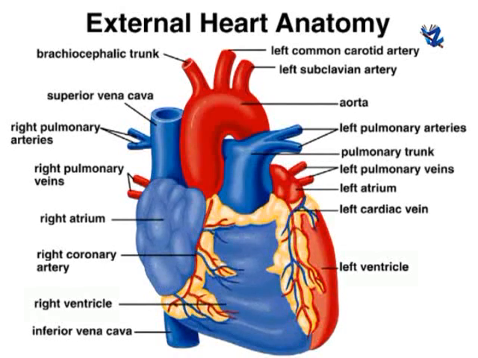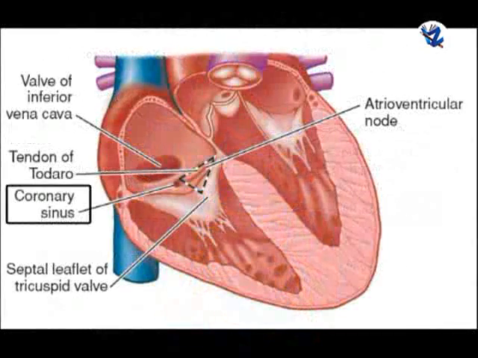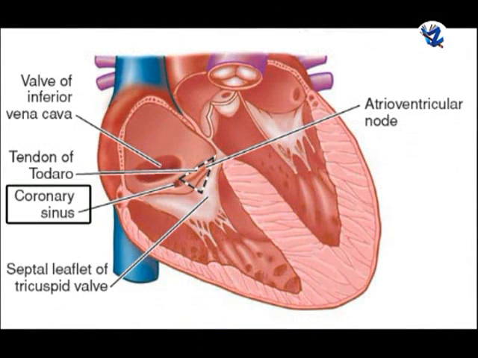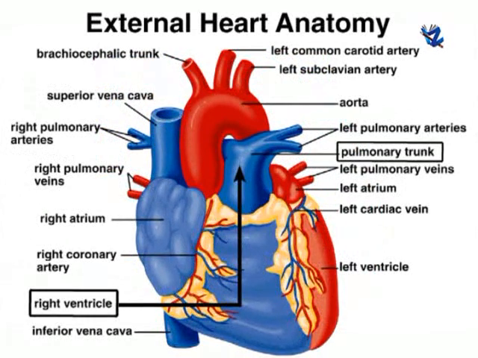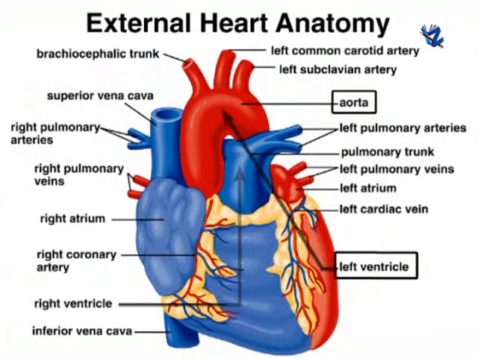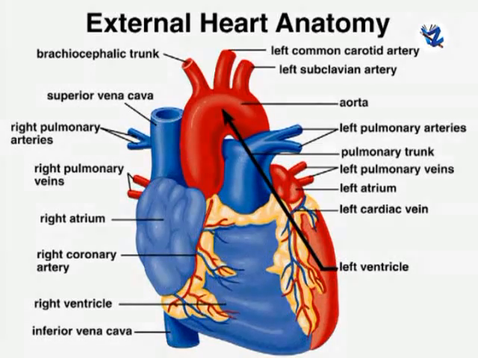In these sulci, there are situated coronary arteries and coronary veins. The coronary arteries supply oxygenated blood to the heart, while coronary veins collect deoxygenated blood from the heart. The coronary veins join to form coronary sinus, which opens into the right atrium. Right atrium is larger in size than the left. From the right ventricle arises pulmonary trunk, while from the left ventricle arises systemic aorta.